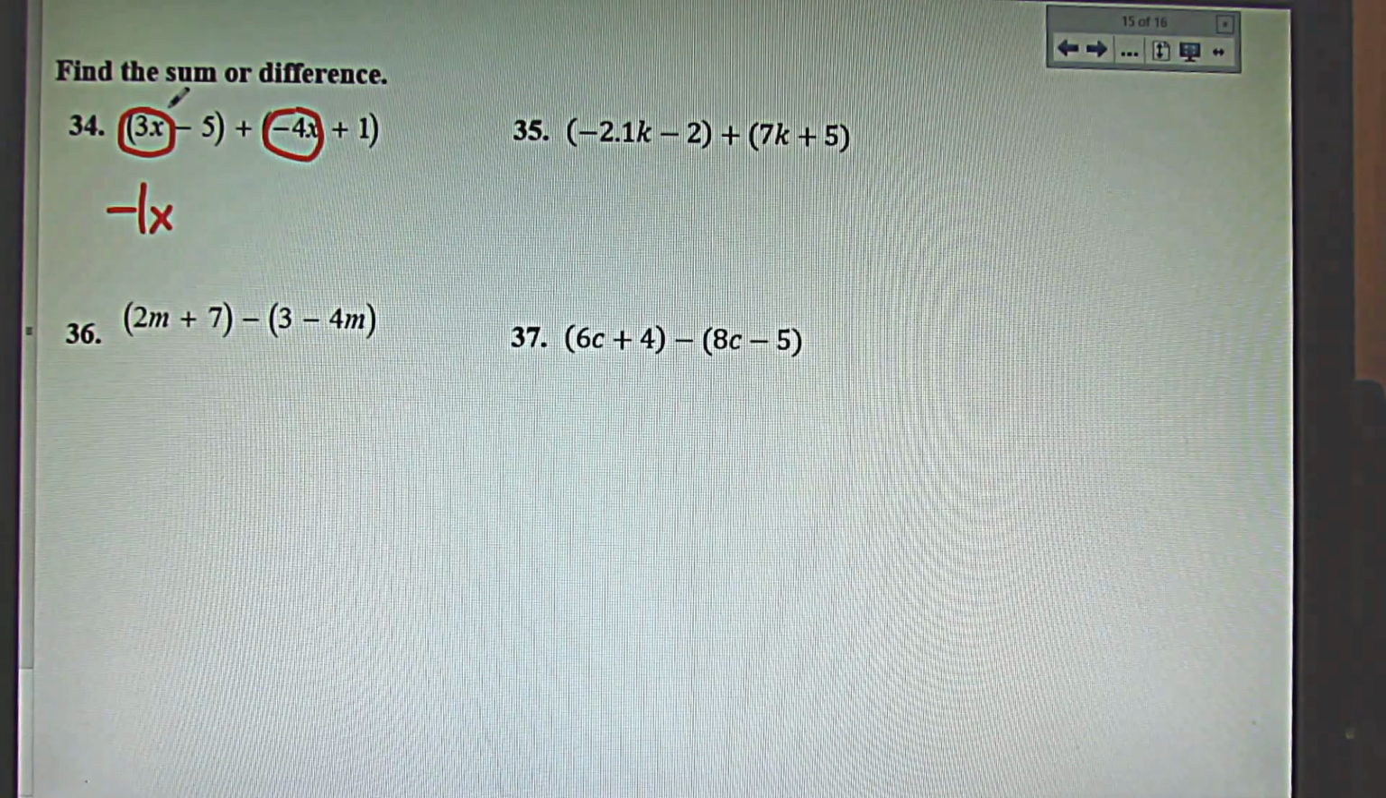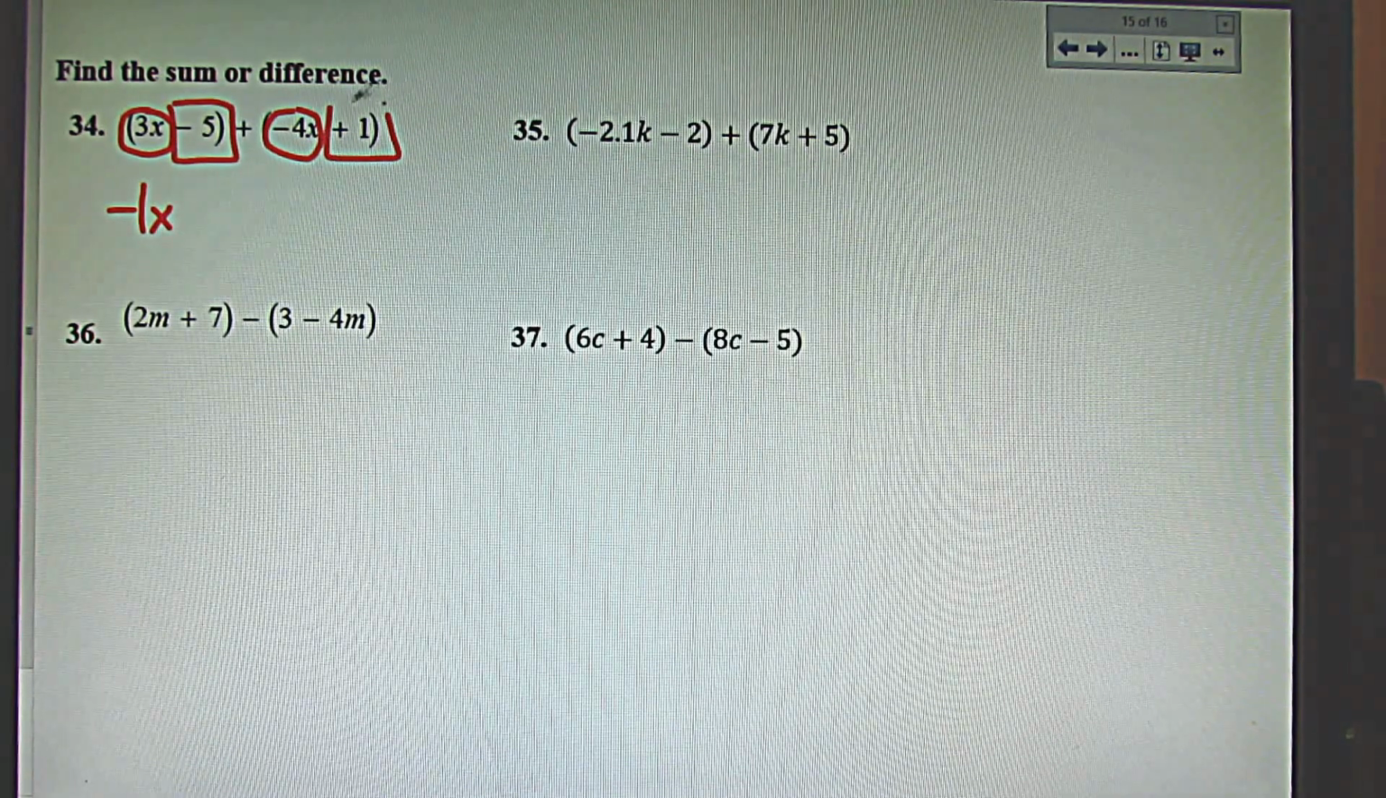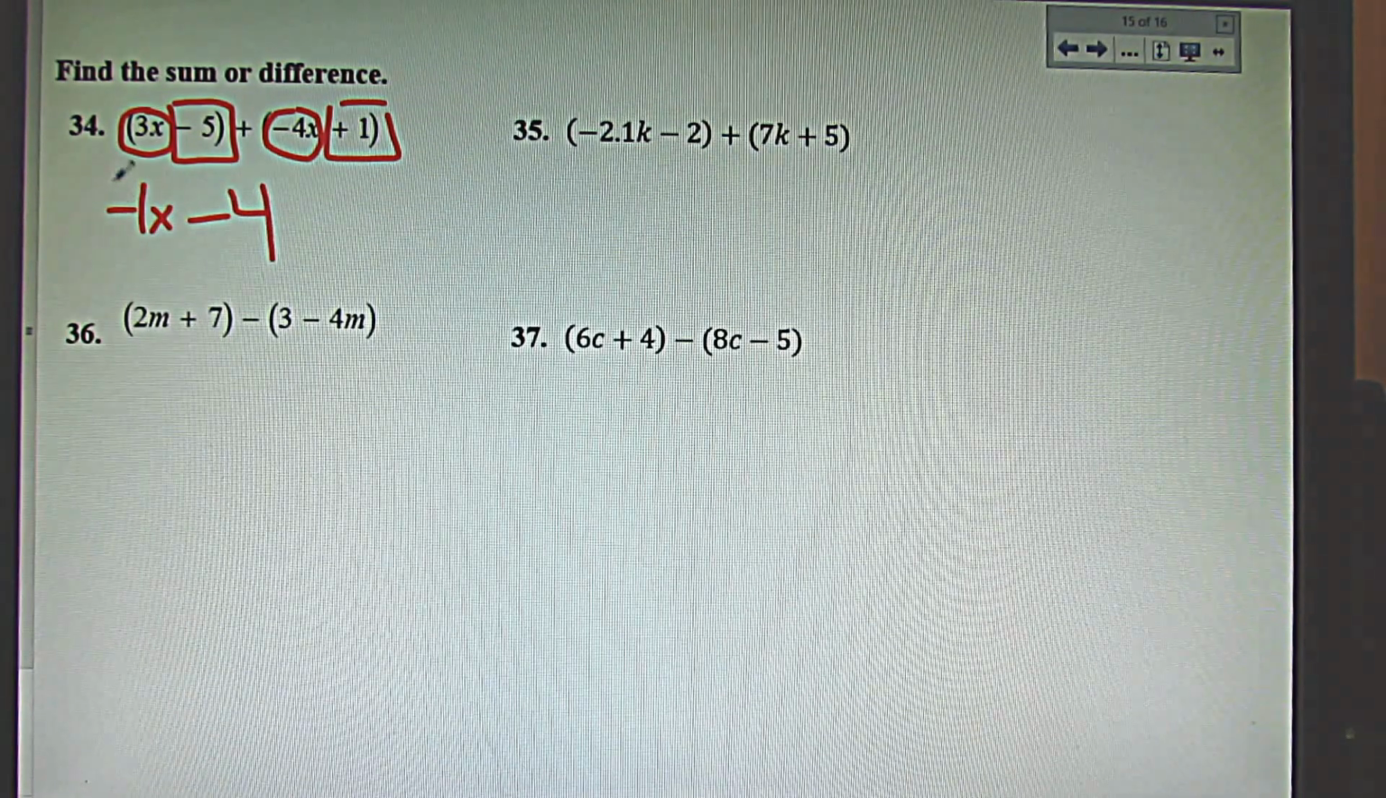Now I'm going to continue on. I'm going to box the next two. Negative 5 and a positive 1. Negative 5 plus 1, negative 4. And that's my final answer.